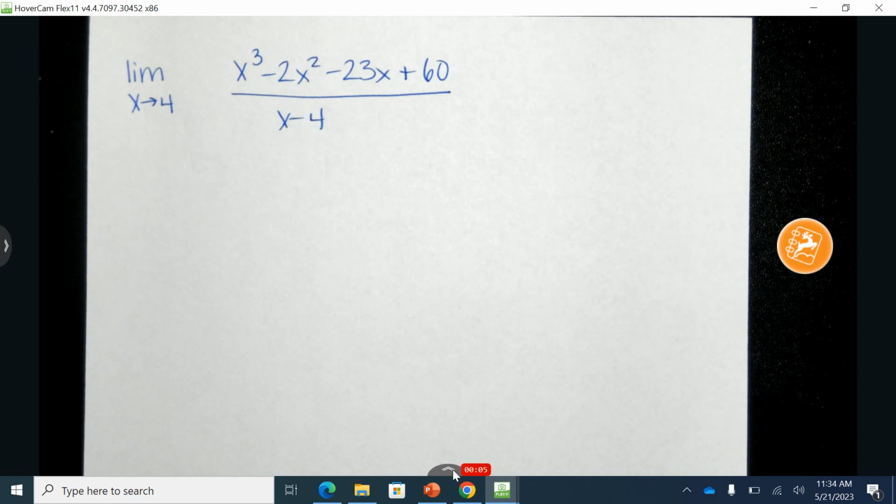Let's look at number 1 from the try of these, evaluating limits. We are asked to evaluate this limit without using a calculator. So the first thing I'm going to do is substitute 4 in for x values in the numerator and in the denominator.